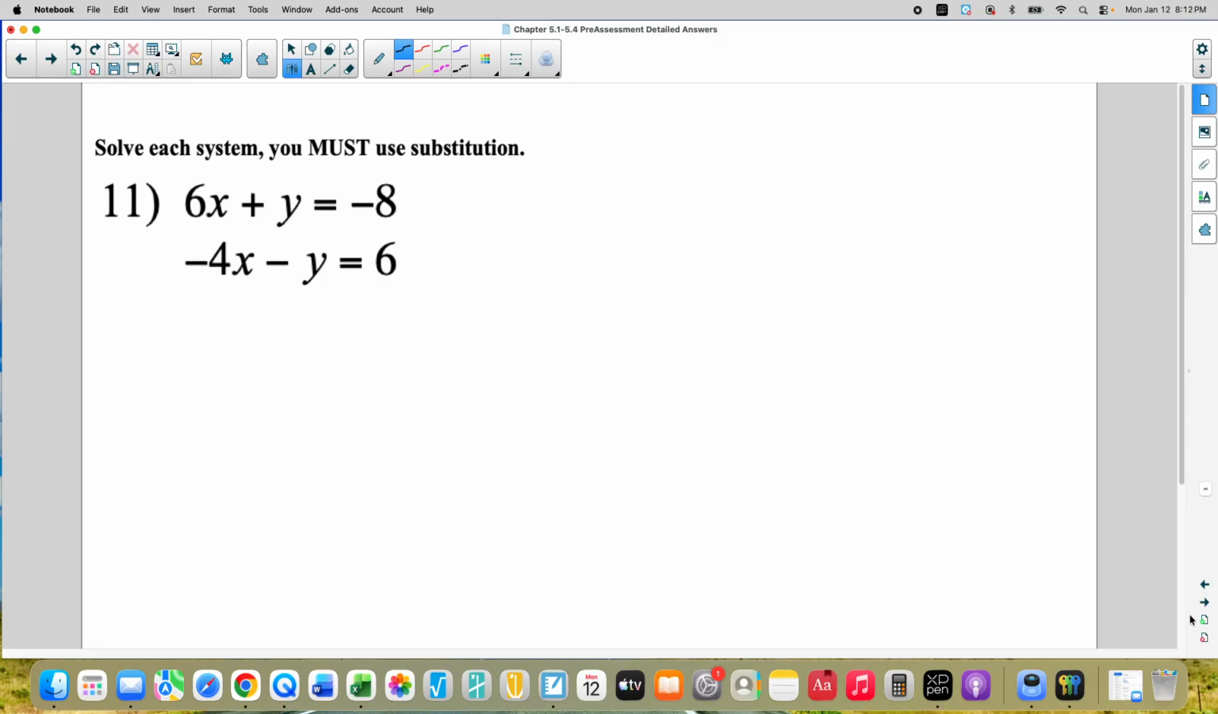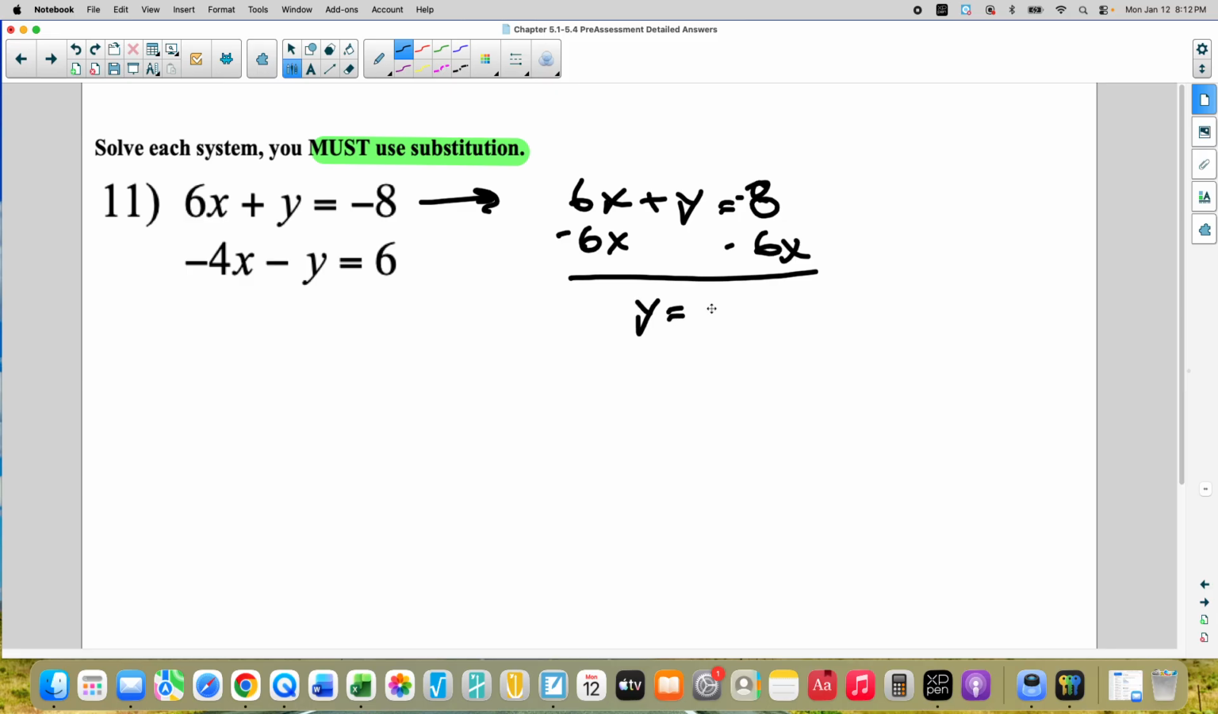I still have to use substitution. Notice it's not set up for substitution. It's actually set up for elimination. But the directions say, read the directions. The directions say you must use substitution. So I need to manipulate this equation. It is 6x plus y equals negative 8. So I'm going to subtract 6x and solve for the variable y: y equals negative 6x minus 8.